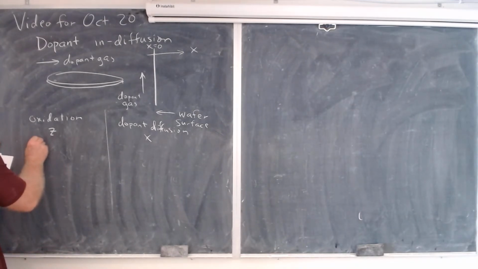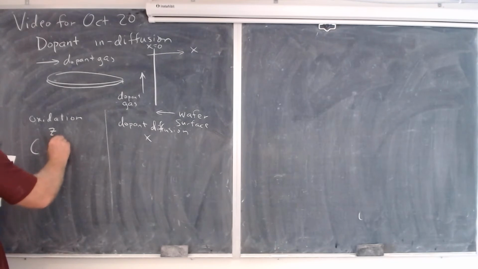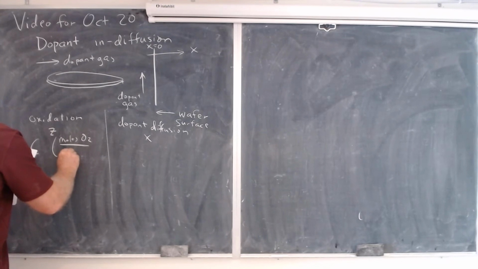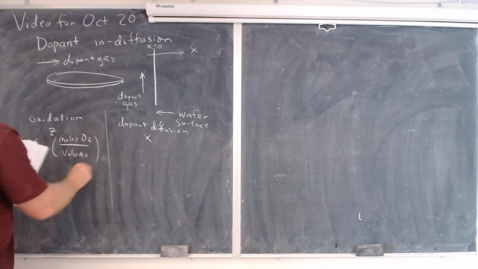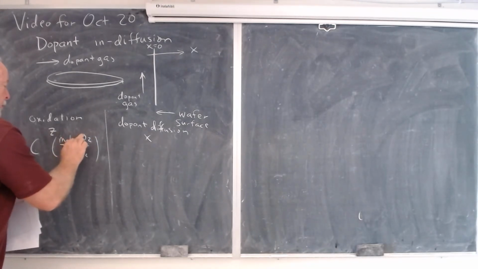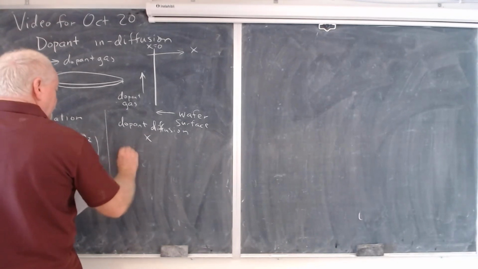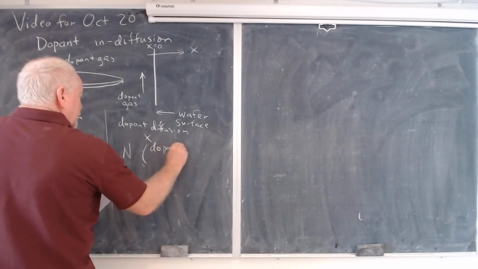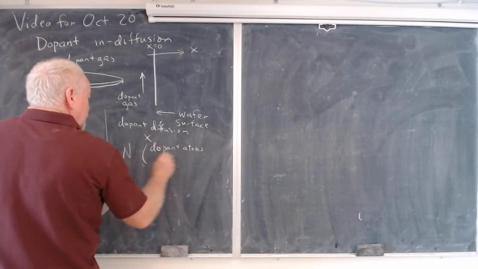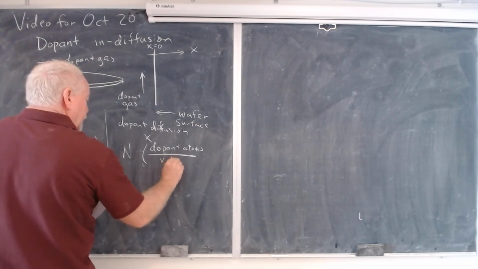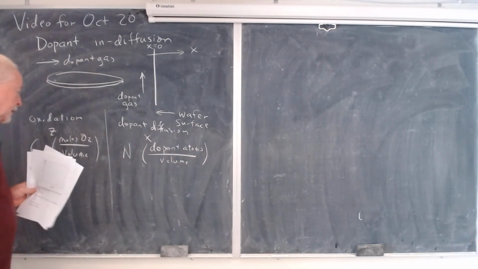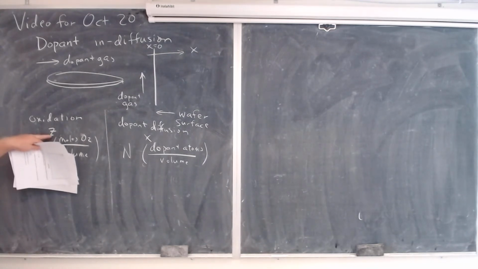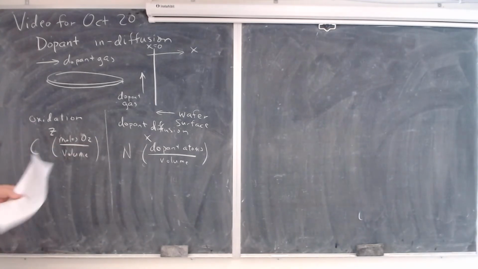For oxidation, we use C, which is the moles of O2 per unit volume. The concentration of oxygen was our variable. Whereas for dopant diffusion, we use N, which is dopant atoms per unit volume. So that's minor. The distance variable is Z in oxidation, and it's X in diffusion, for no good reason.